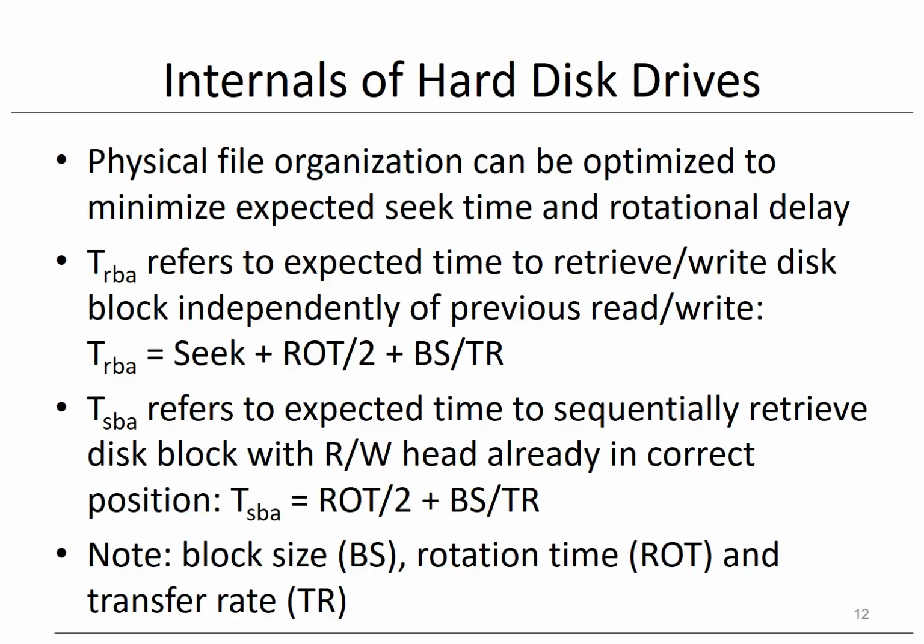TSBA denotes the expected time to sequentially retrieve a disk block with the read-write head already in the appropriate position from a previous read-write to a physically adjacent disk block. TSBA equals ROT divided by 2 plus BS divided by TR.